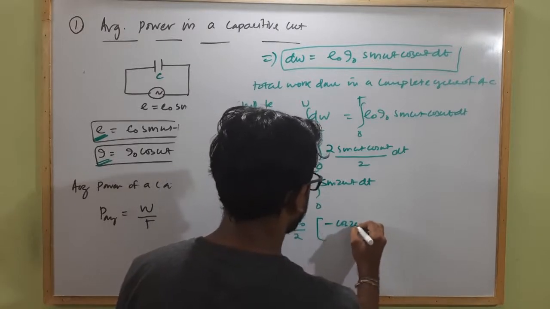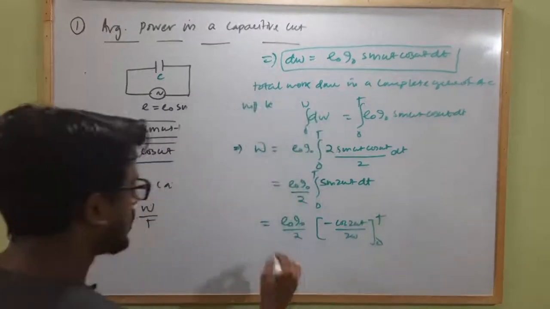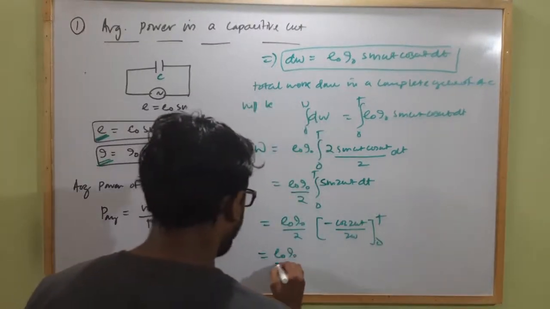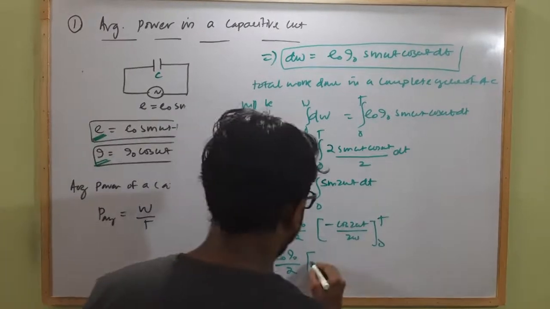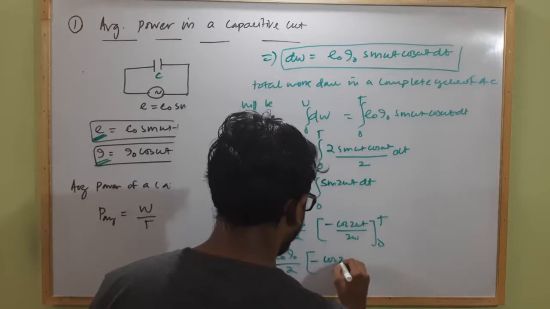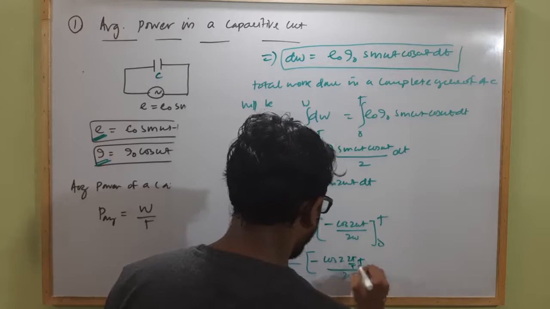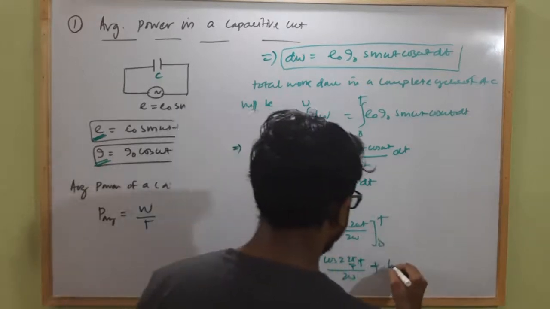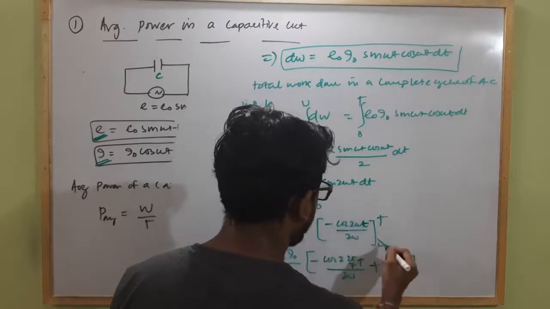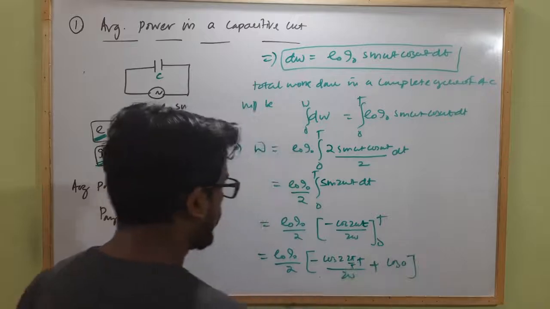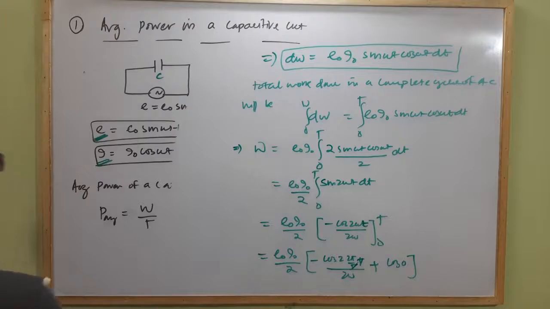So this implies E naught I naught by 2, integral of sin 2 omega t dt, will be how much? Minus cos 2 omega t divided by 2 omega, from 0 to T. So this will be E naught I naught by 2 into cos 2 omega t minus cos 2 pi by T into T divided by 2 omega, plus cos 0, because putting the lower limit t equal to 0 will give cos 0. So T will cancel, cos 4 pi by 2 omega. So this will become how much?